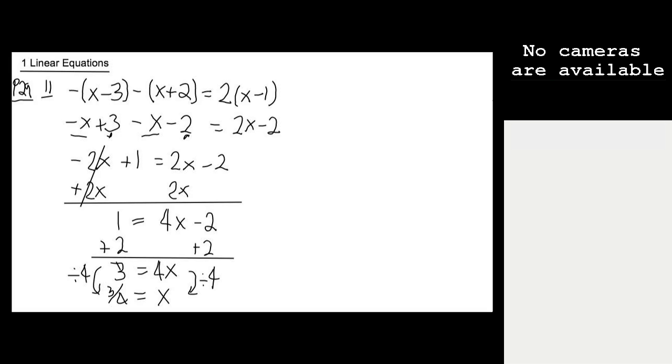And what you'll find is if you want to check your answer on this one, you can. So you can take 3 over 4 and substitute it into your initial equation up here. And when you substitute it in, this side of the equation will equal this side.